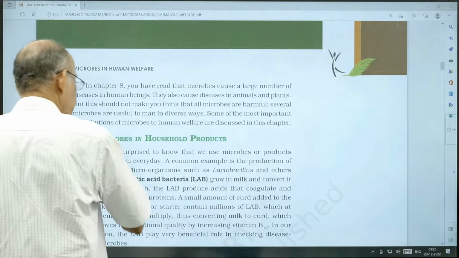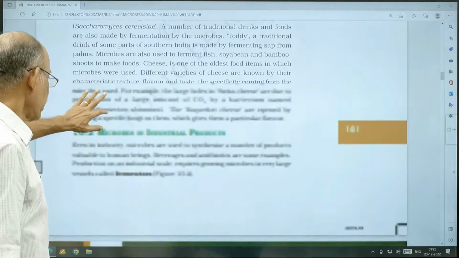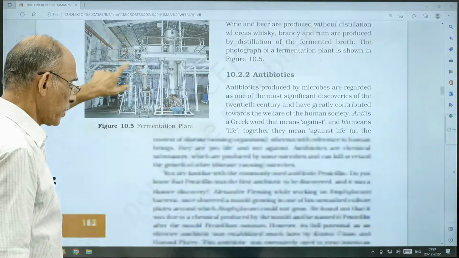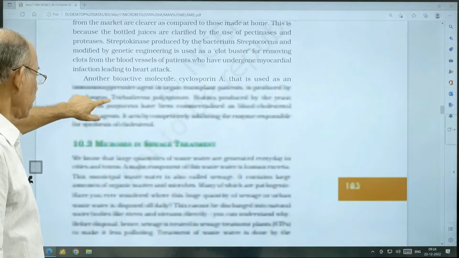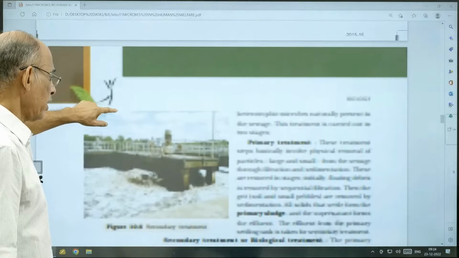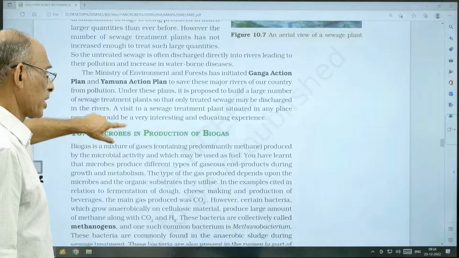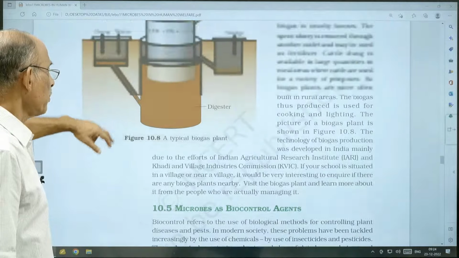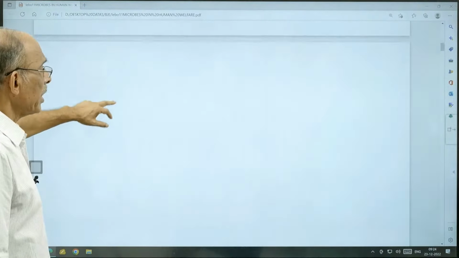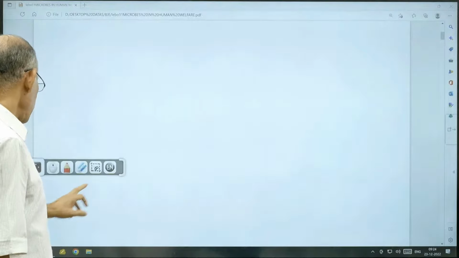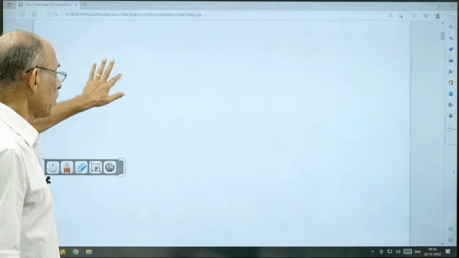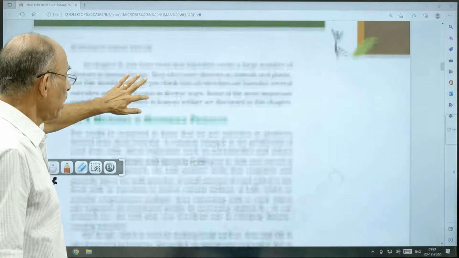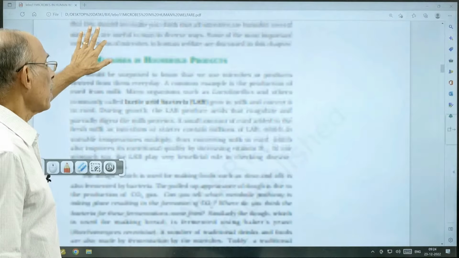One is microbes in household products. Second is microbes in industrial products. Then microbes in sewage treatment, then microbes in biogas production, and lastly microbes as biocontrol agents. These are the main headings, and there are several subheadings also. Including the subheadings, it will come to about 9 or 10 points that we have to revise quickly.